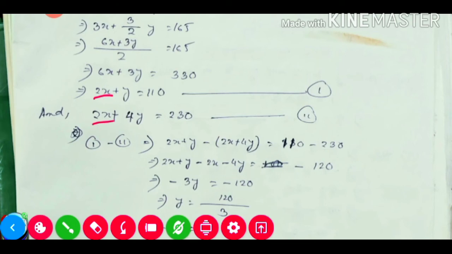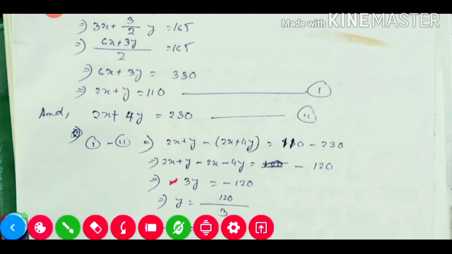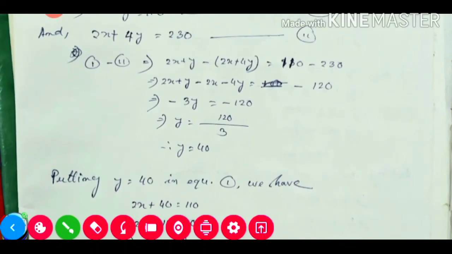So 2x plus y minus (2x plus 4y) is equal to 110 minus 230. The bigger number is 230, so the result will be minus, and 230 minus 110 is equal to 120. Here 2x will be cancelled, and y minus 4y is equal to minus 3y. Both sides minus will be cancelled, and 120 divided by 3 will be 40. So we got the y value as 40.